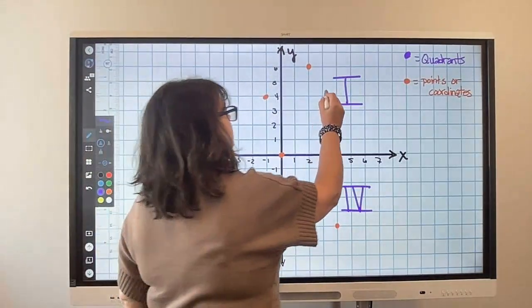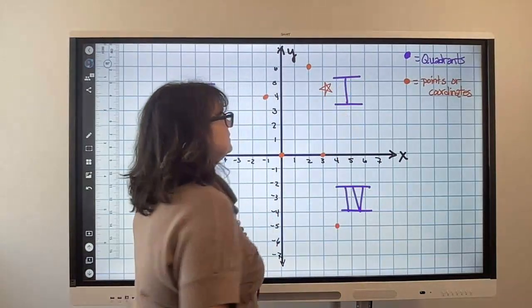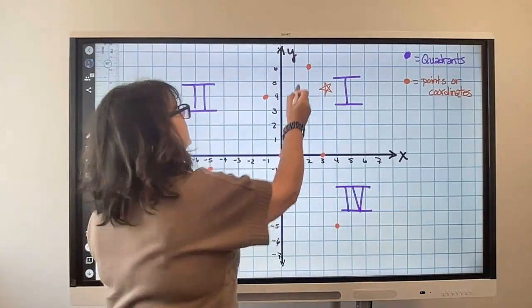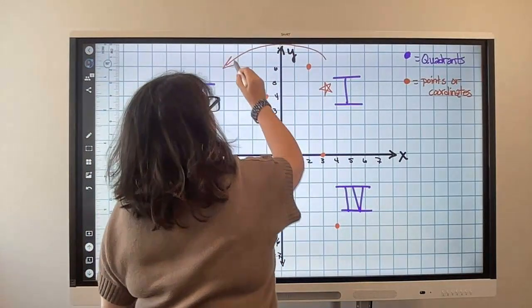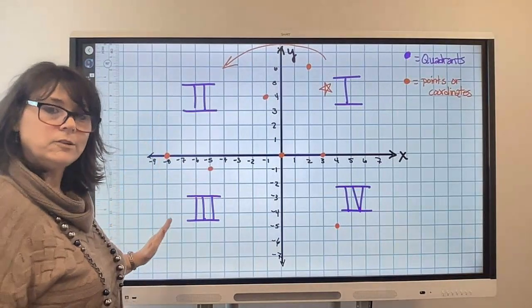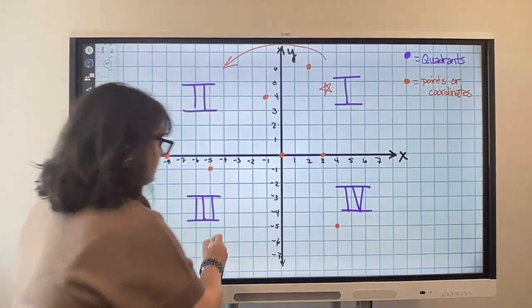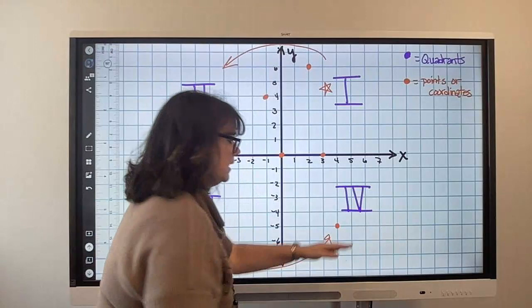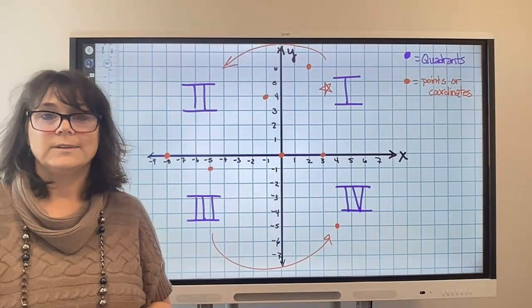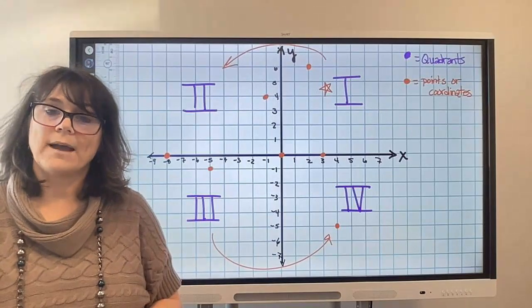We always start up here in the top right, and that is the first quadrant. And then we move counterclockwise. Notice we're going this way, and we're going to go to the second quadrant. The third quadrant is right below it, and then we finish off in the fourth quadrant. So that's how we name each of our quadrants in our coordinate graph system.